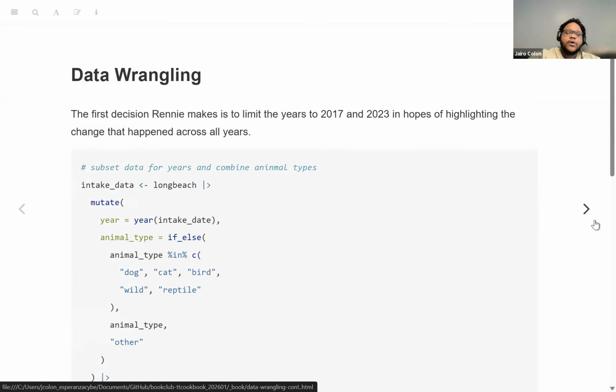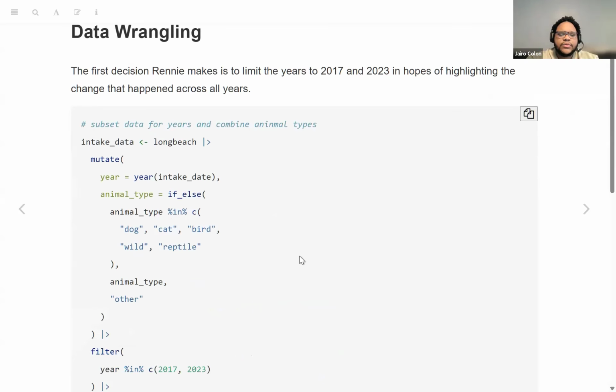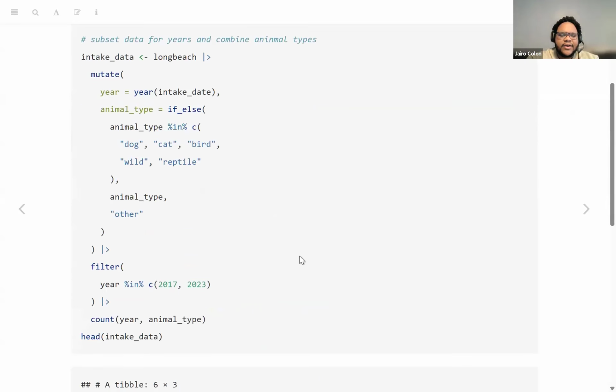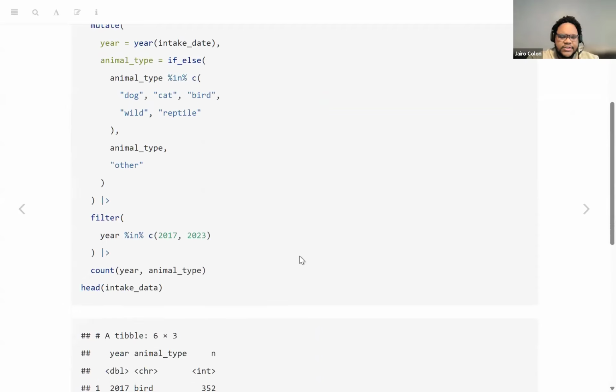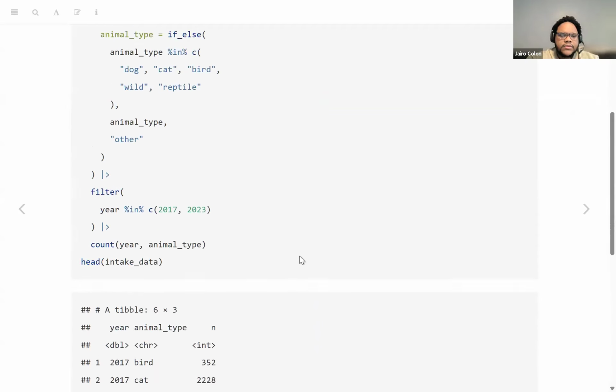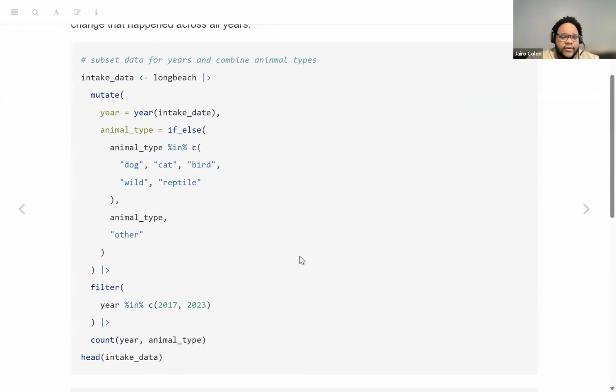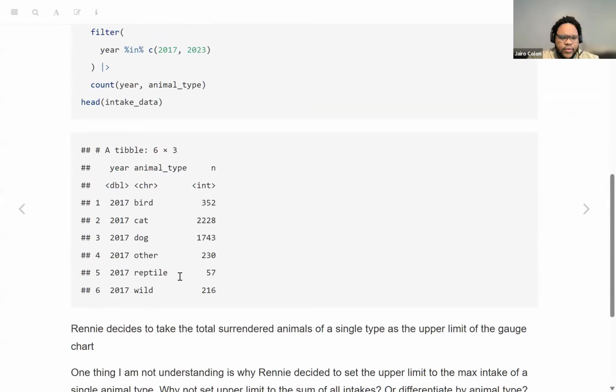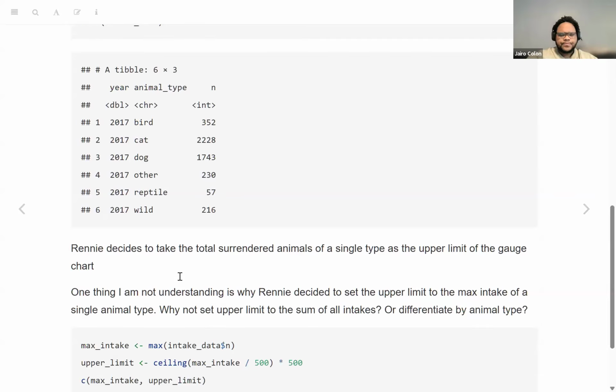She also does some more data manipulation to group other animal types into the other category, some of them that had lower counts compared to the other groups that she chose to land on. So this is the script for that with her initial cleaning of the data, and then this is just the head of the data and what it ends up looking like.